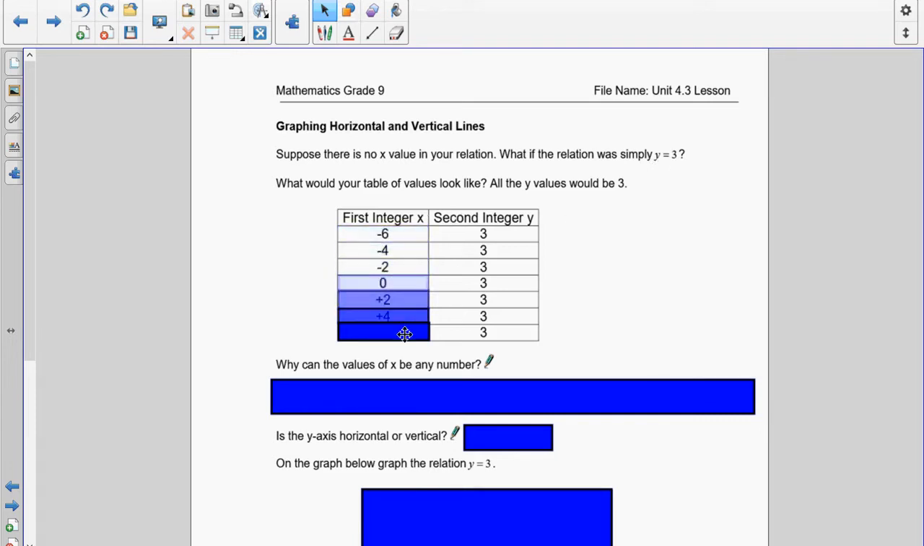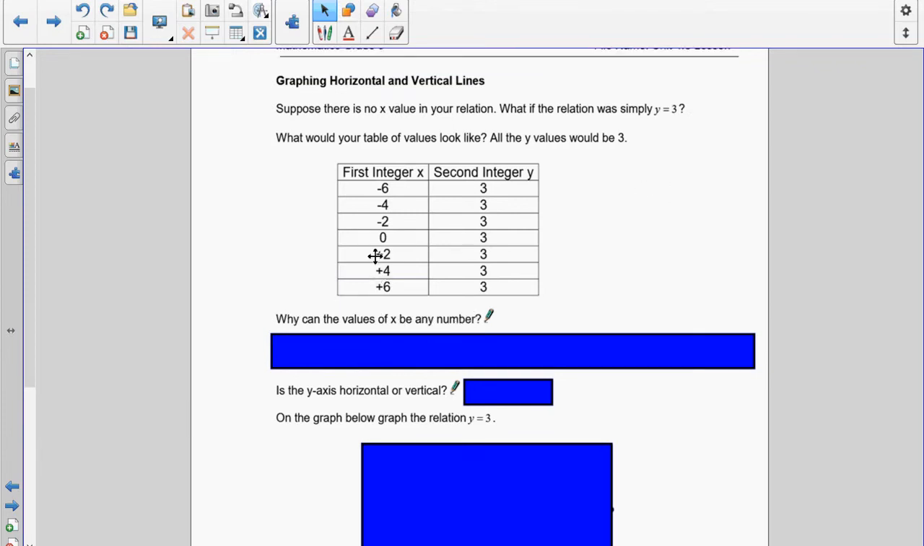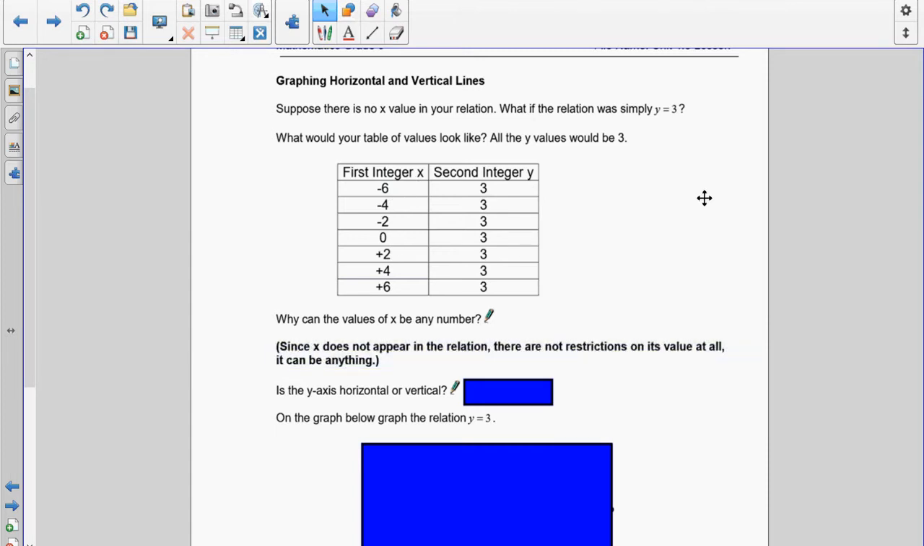Now I chose values which will make graphing really easy, from -6 to +6. But the secondary integer, my dependent variable, has to be a 3, right? That's why this is what we call graphing of vertical and horizontal lines. There's no slant here. So can the values of x be any number? Well, if y can only be a 3, x can be anything. There's no restrictions on it.